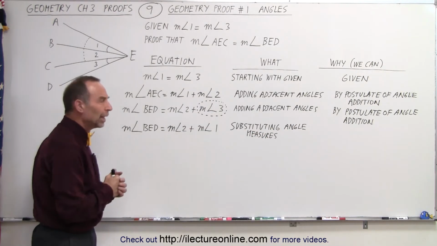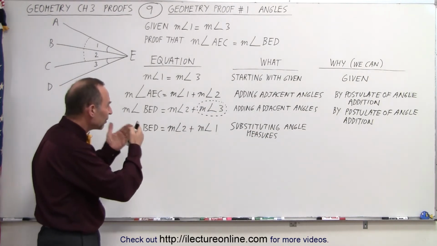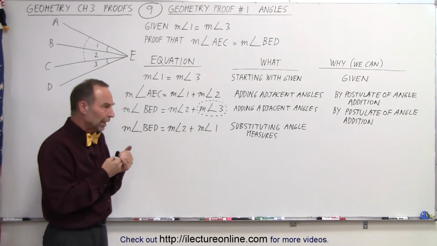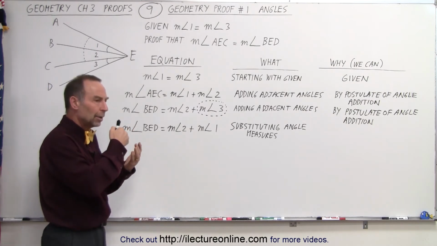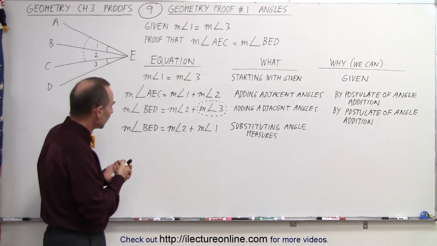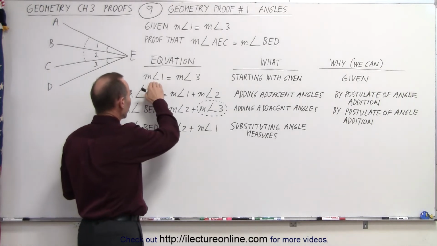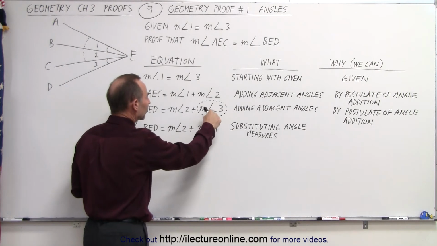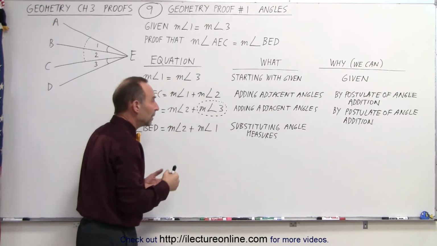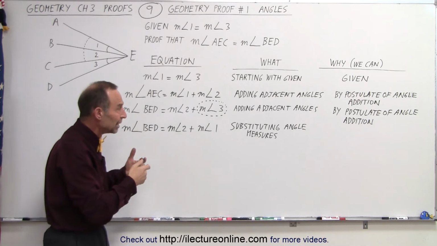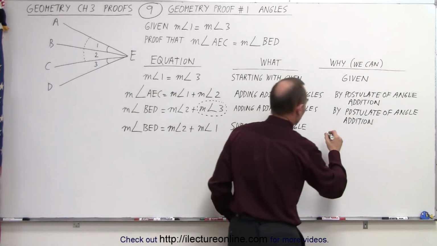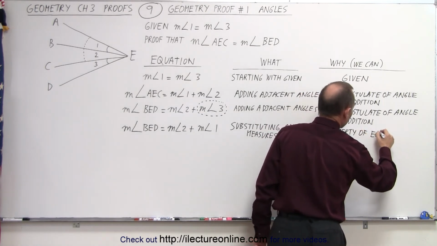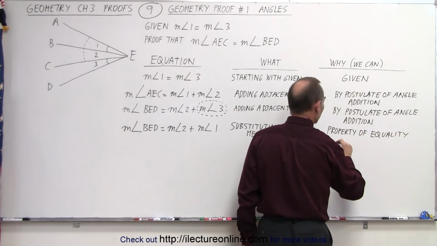So why can I do that? Why can I substitute the measure of one angle for the measure of another angle? Well, that gets down to the equality property, the equality property of substitution. If measure of angle 1 is equal to measure of angle 3, wherever I see the measure of angle 3, I can simply substitute that for the measure of angle 1, because that is due to the property of substitution. So the property of equality as applied to substitution.